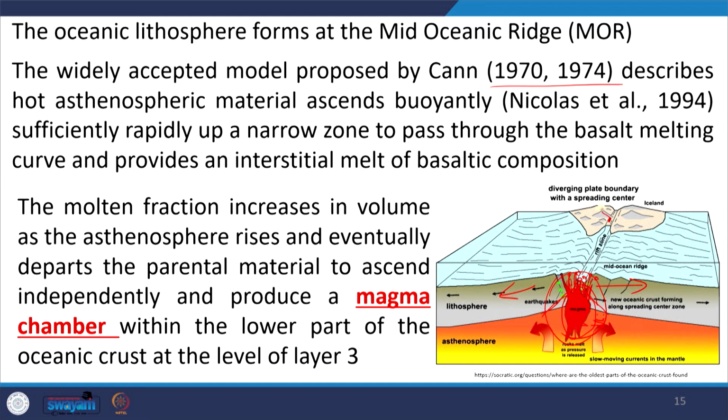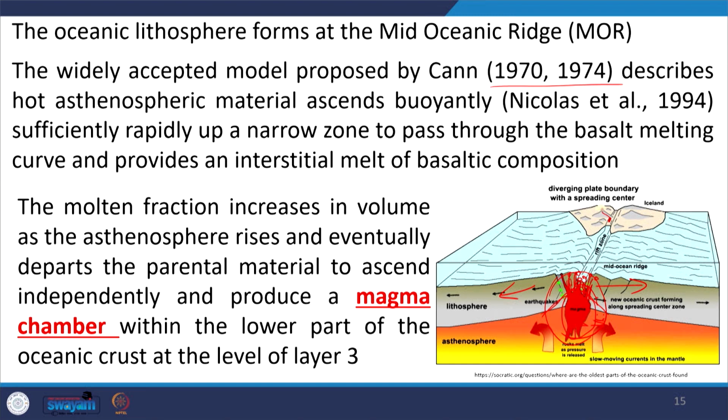So, this is a total cross section that can be imagined from here. The molten fraction increases in volume as the asthenosphere rises and eventually departs the parent material to ascend independently and produce the magma chamber within the lower part of the oceanic crust, that is layer 4. So, here we are creating a magma chamber which is separated from the rest of this asthenospheric system, because here locally we have reduced the pressure. So, we have decompressional melting in this region.